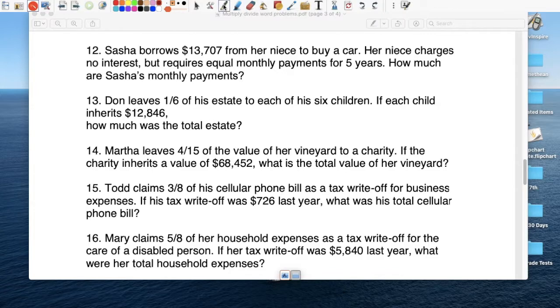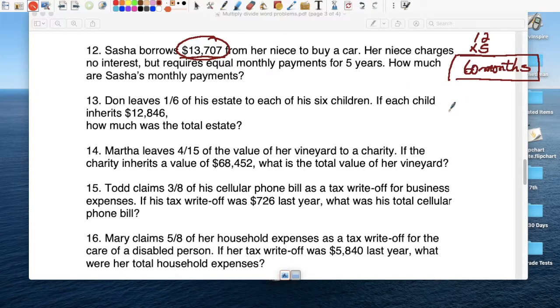So here Sasha borrows $13,707. Her niece charges no interest but requires equal monthly payments for 5 years. How much are Sasha's monthly payments? So 5 years, that's nice. Multiply 12 times 5, there's 12 months in a year, that's 60 months. So basically the niece is saying you have 60 months to pay. You can pay the amount you borrowed in equal payments for the next 60 months. So Sasha is going to pay $13,707 in 60 months. So how much would she pay per month?